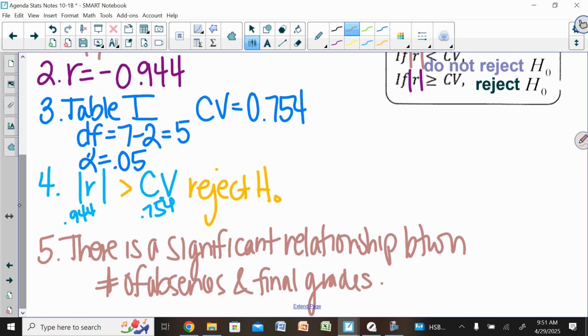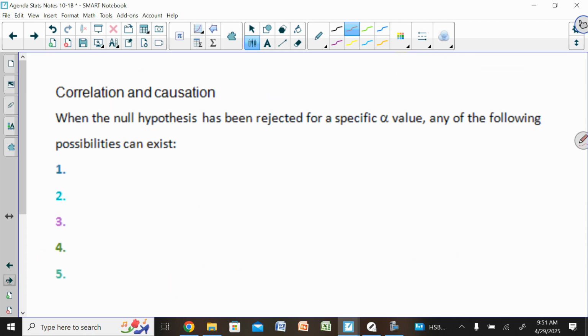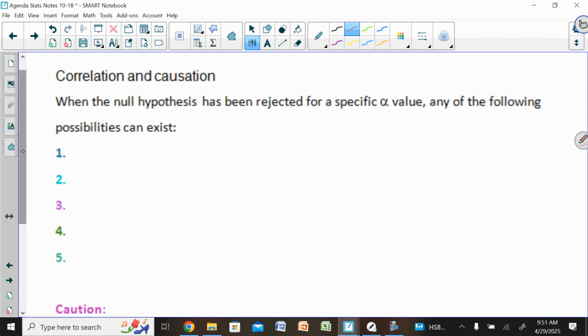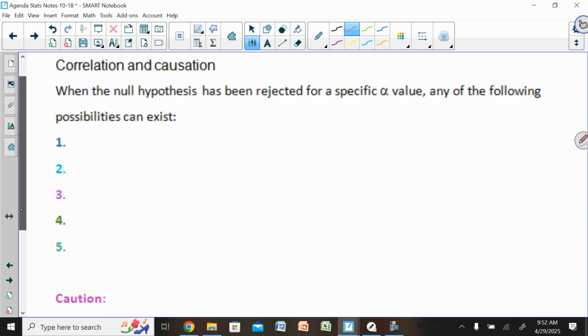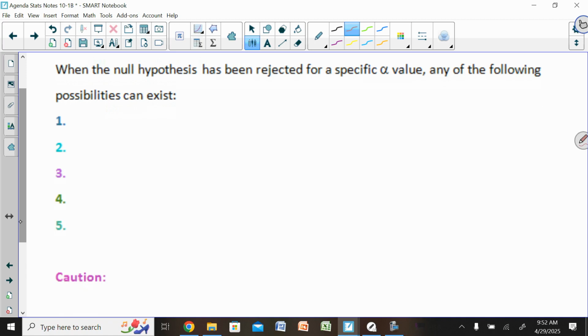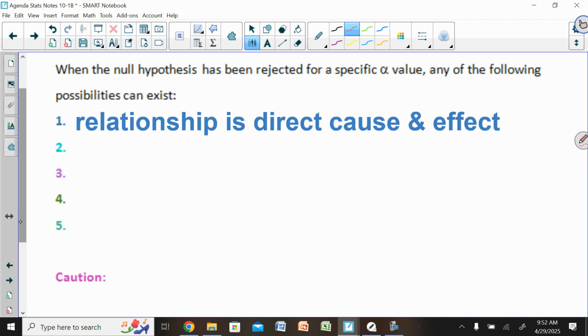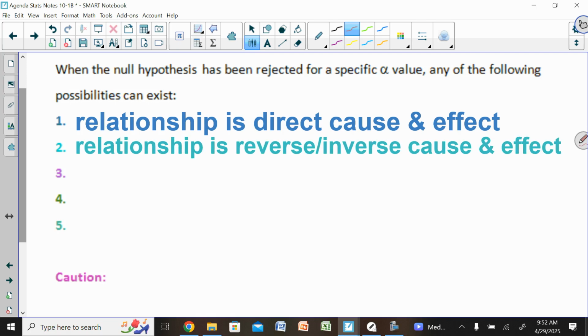So let's talk about one last thing, which is if we do find a significant relationship. Correlation and causation. Things can be correlated. We can see a correlation, but we can't necessarily say it's caused by that. So when we reject H sub 0 for any alpha value, by the way, table I only has an alpha of 0.05 and 0.01, so pretty limited on what you're going to use for your critical value. Here are the possibilities that can exist if H sub 0 has been rejected. The relationship is cause and effect. It's definitely a causation. It could be reverse or inverse, indirect cause and effect.